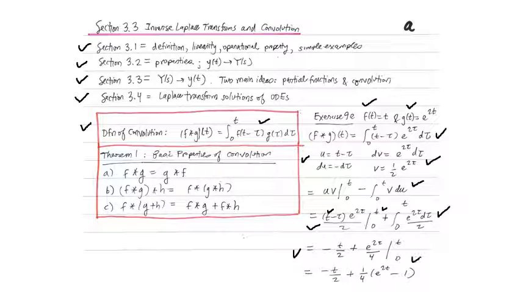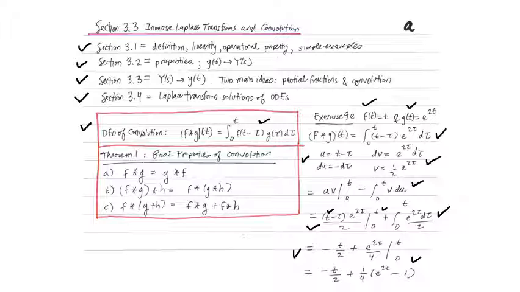Then I just plugged in tau equals t for the upper limit and tau equals 0 for the lower limit. So that function of t there at the end would be the convolution of the two functions f of t and g of t that we were given at the beginning.